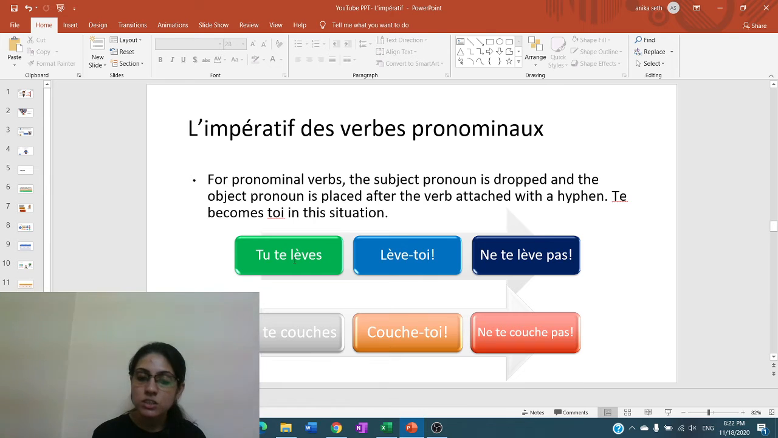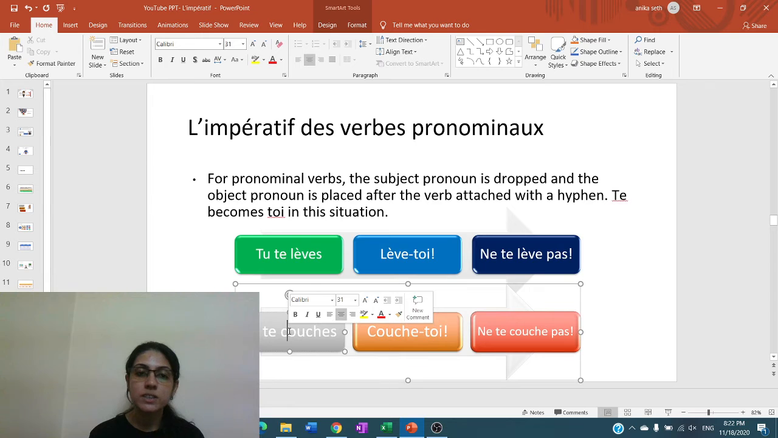So this is ne te lève pas. Only in the positive, in the affirmative form, we are putting the te after the verb as toi. Ne also will come after the verb, followed by an exclamation mark. So over here, this object pronoun comes after the verb. But in the negative form, again, it is the same sentence structure, that is ne plus verb plus pas. So the object pronoun is still preceded by the verb.